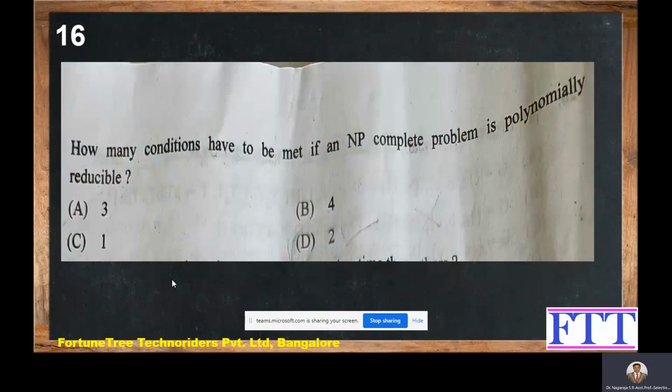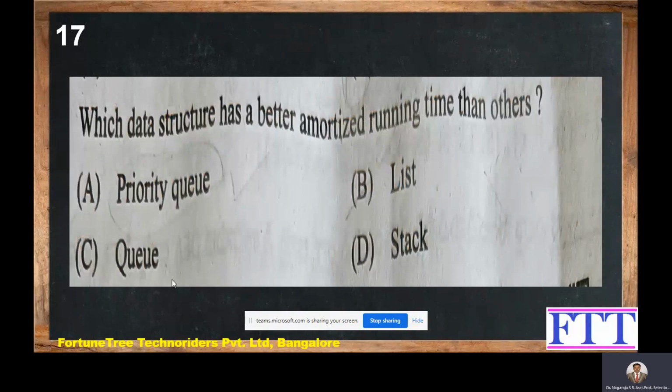How many conditions have to be met if an NP complete problem is polynomially reducible? Here option A is 3, option B is 4, option C is 1, and option D is 2. The right answer is 2. We'll move to the next question, 17.